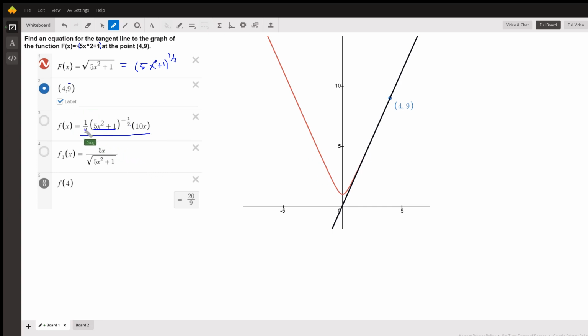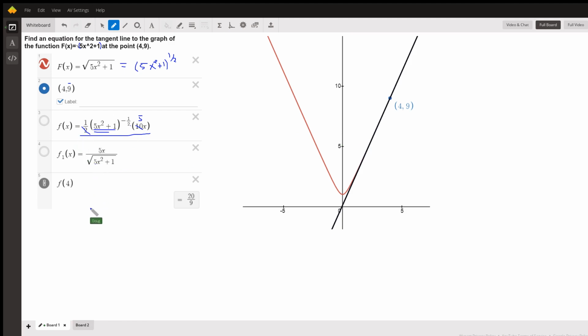We could simplify this by taking the 2 into the 10, getting 5. That's what's in the numerator. And move this 5x squared plus 1 to the minus 1/2 to the denominator, using the square root symbol instead. And when I put 4 in for x in either of these, I get 20 over 9. That's the slope of that tangent line, 20/9.